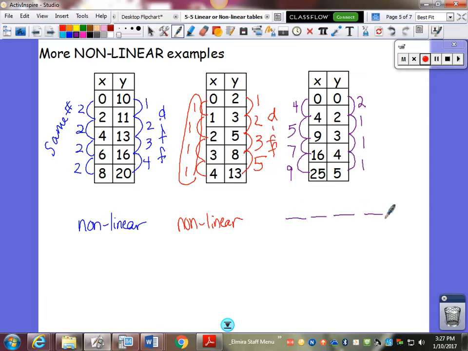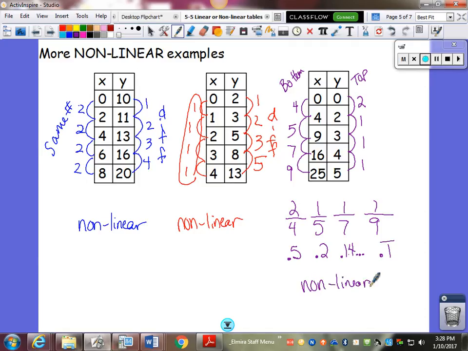Okay, so I'm going to make the division problems. Remember, my x values go on the bottom. Change in x, change in y goes on top. So 4, 5, 7, 9, 2, 1, 1, 1. Okay, so 2/4 is 0.5. It's basically a half. Okay, 1/5 would be 0.2. 1/7 is 0.14, and I'm going to put dot dot dot. That's a long decimal, and knowing what the entire decimal is really not that important because I can already see different, different, different. This one's 0.1. All of these values are different. So that's nonlinear. Guys, even if some of those values were the same, if even one of them is different, then it's nonlinear.